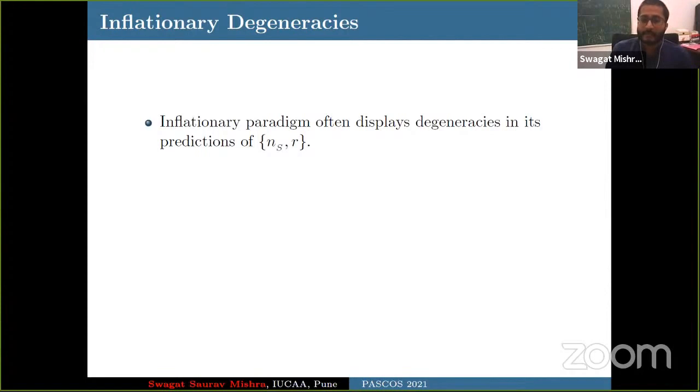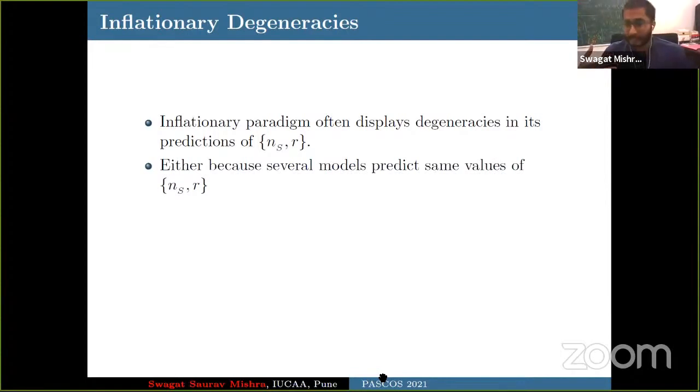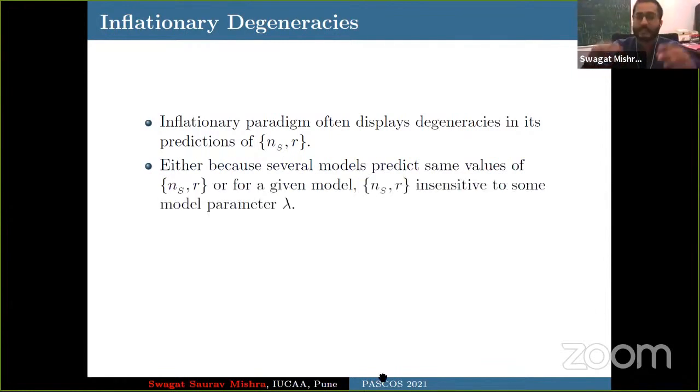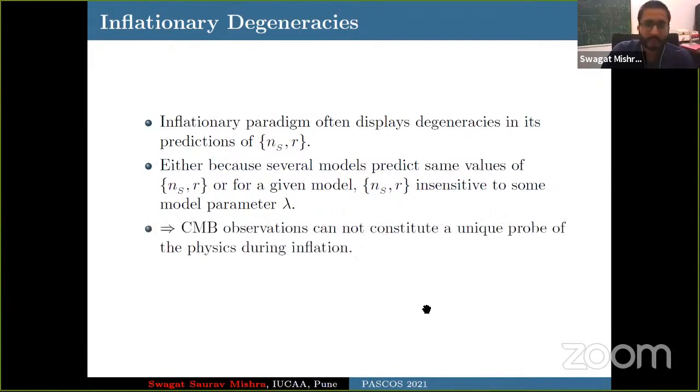So the inflationary paradigm often displays several types of degeneracies. Either the degeneracy might come because completely different models predict the same value of n_s and r, or in the same model, there is an extra parameter, let's call it lambda. And as you vary this extra parameter, r and n_s do not change. Okay, you get the same r and n_s even though you vary the extra parameter. So this is the second type of degeneracy that I will talk about in this talk.